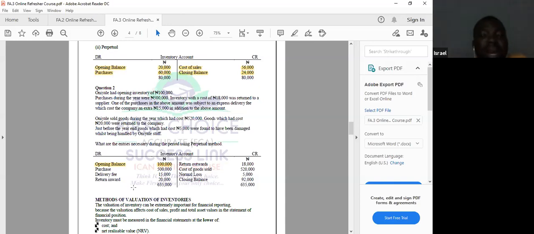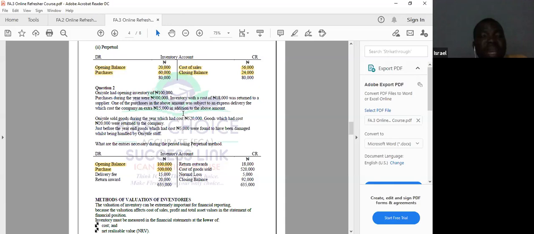They make purchases of 500,000. If they make purchases of 500,000, it means our inventory will go up. Since our opening balance is found on the debit side, you put it on the debit side, and that is purchases of 500,000. The second leg will be found on bank if it's paid. If it's not paid, it will be found under trade payable on the credit side.